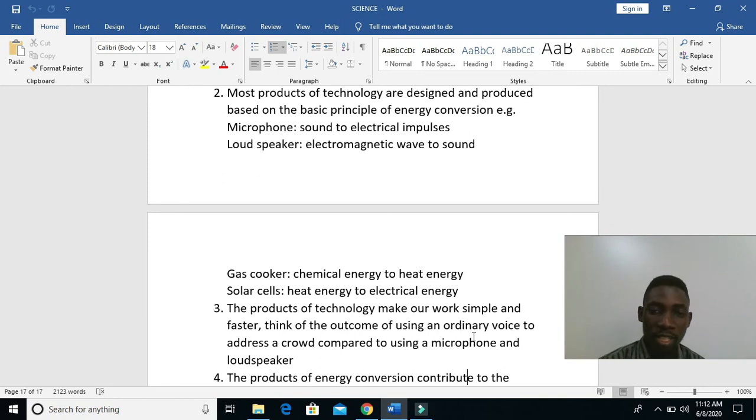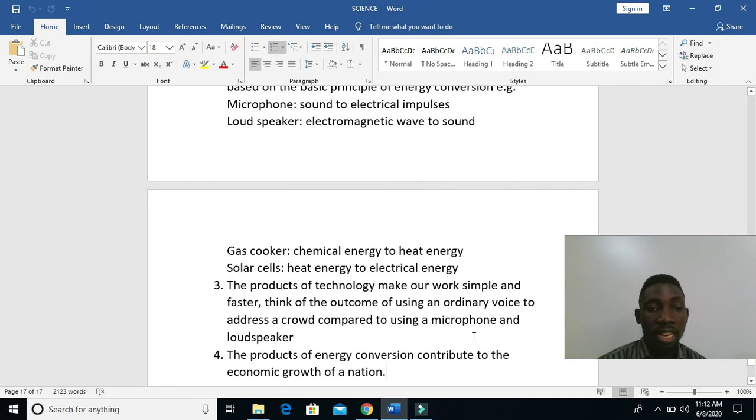Imagine you have a crowd of about 1,000 persons in a hall and you want to address them using just your ordinary voice, not a loudspeaker or microphone. People will not hear you, and that means you have to shout. In fact, you have to be at the top of your voice. You may likely lose your voice. But with the use of a microphone and loudspeaker, which are products of technology that work based on the principle of energy conversion, you can reach out to as many as possible. Even if they're up to 2,000, they can hear you from wherever they are.